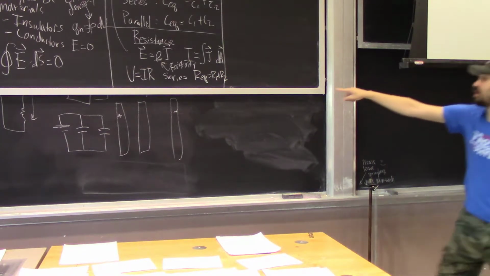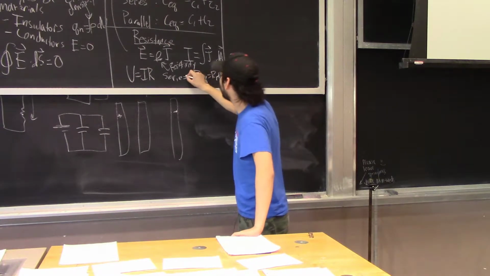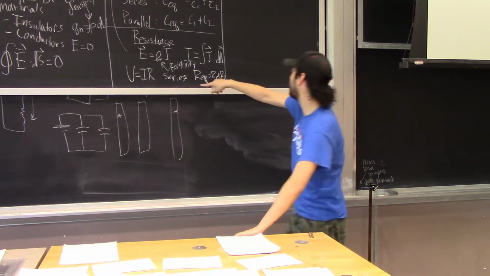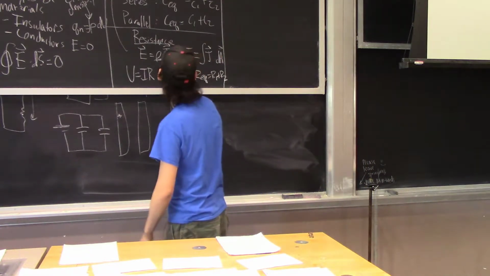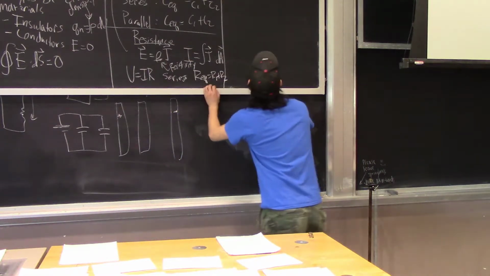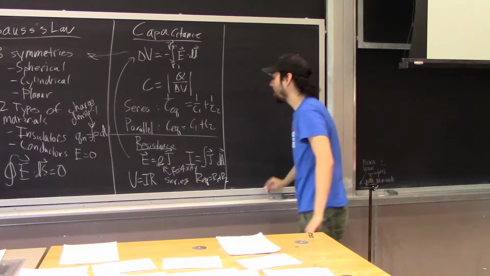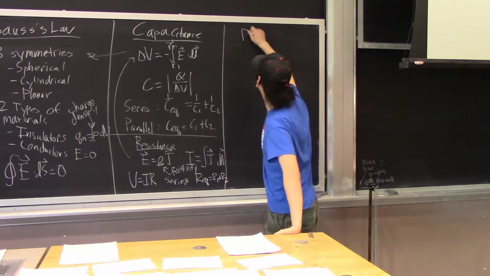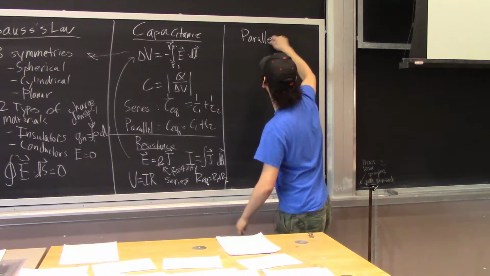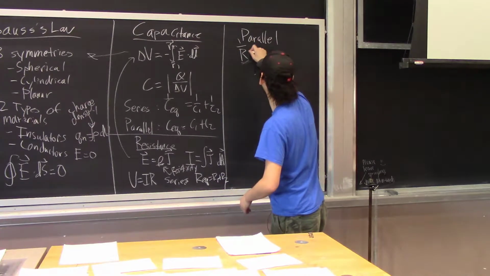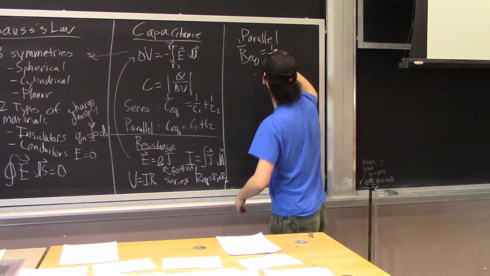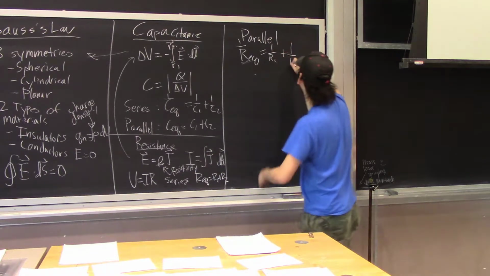Okay. So in series, resistors are going to add: the equivalent resistance is equal to R1 plus R2. And in parallel, this is going to be 1 over R_eq is equal to 1 over R1 plus 1 over R2.